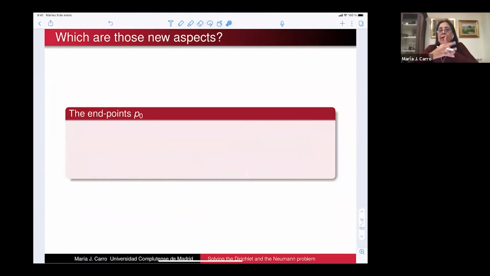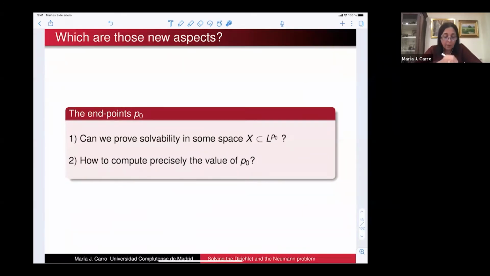So as I said at the beginning, we want to present some new aspect of these two very classical theorems, and this new aspect concerns the endpoint P0. The two questions that we want to solve, the main one is the first one. We know that the Dirichlet problem is not solvable in LP0 if P0 is bigger than 1. So we want to prove whether we can find some space X contained in LP0 in such a way that the Dirichlet problem is solvable in the space X. And the second question is, where does this P0 come from? How can we compute it for some domain?